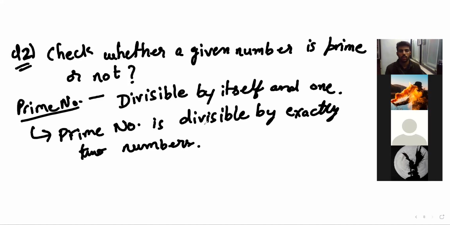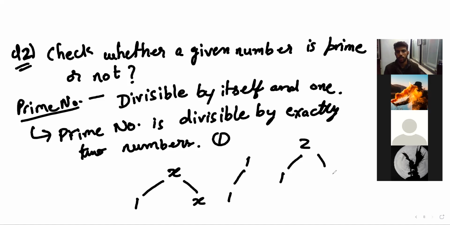So that gives us one number: 1. Any number x should be divisible by 1 and divisible by itself. If this number is divisible by anything else, it is not a prime number. Because 1 is only divisible by 1, that's why 1 is not a prime number. So the smallest prime number is 2, because it is divisible by 1 and 2 itself.